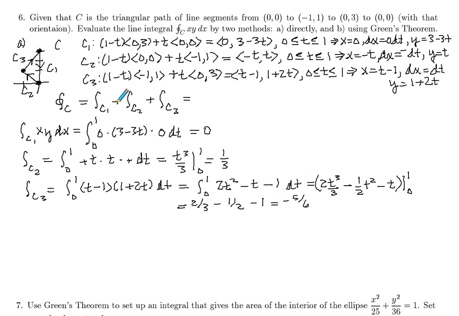So we add up all three pieces here. So 0 plus 1/3 and minus 5/6. And this is 2/6 minus 5/6, which is negative 3/6, negative 1/2. Okay, so that's part A directly.